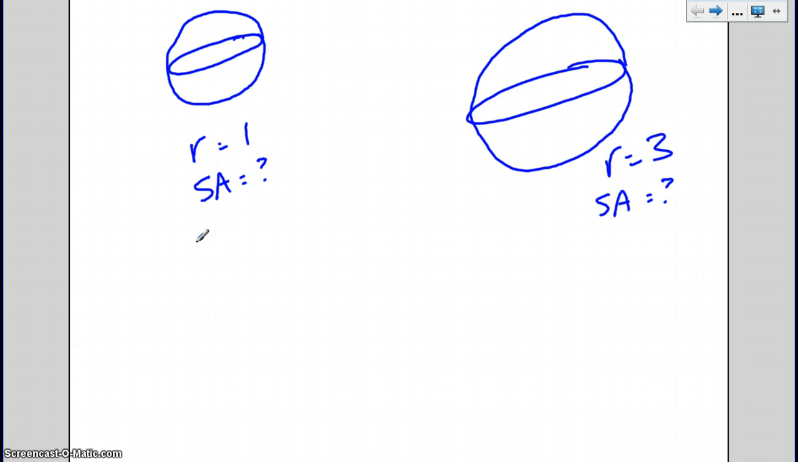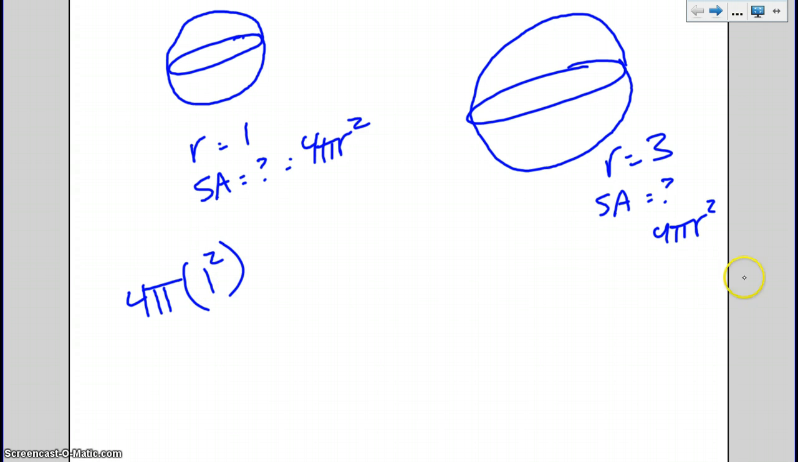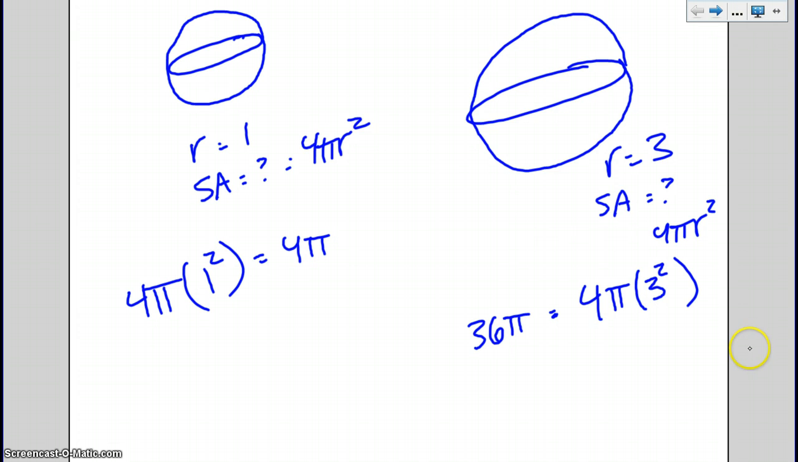Surface area of a sphere is 4 pi r squared. This is the formula. So I have 4 times pi times my radius squared. If you look at 4 times 1, I get 4 pi. If I do 4 times 9, I get 36 pi.